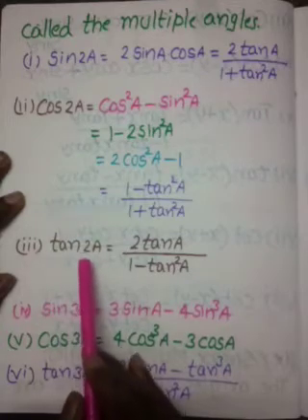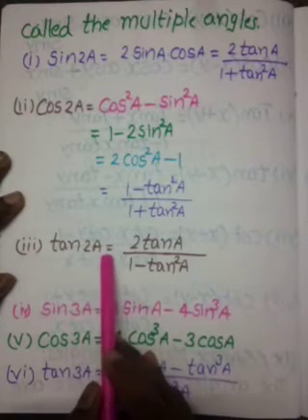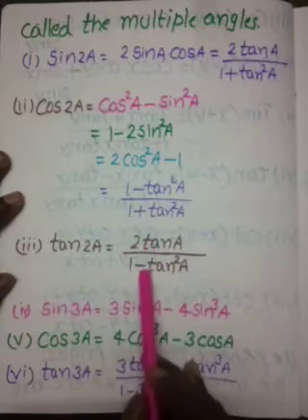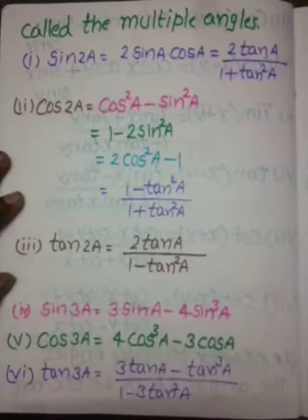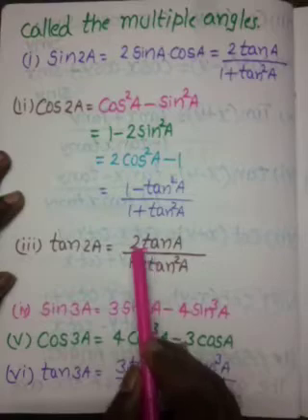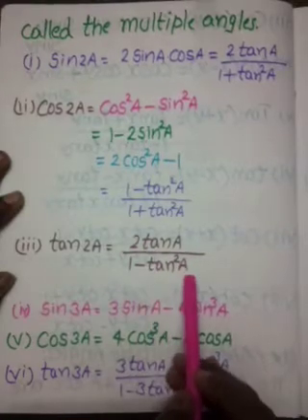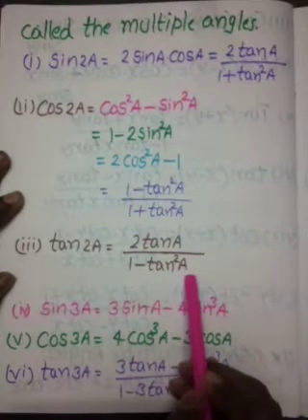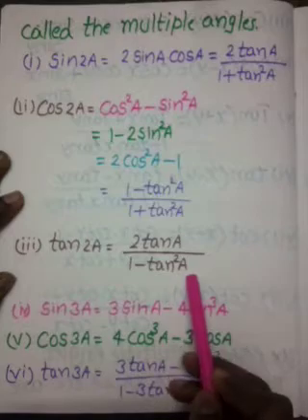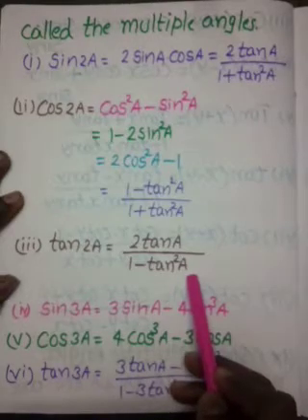Now come to the next formula, tan 2a. Tan 2a is equal to 2 tan a by 1 minus tan square a. Remember all these formulas well, my dear children, which are very useful for the next exercise.